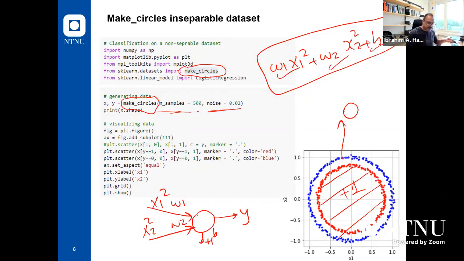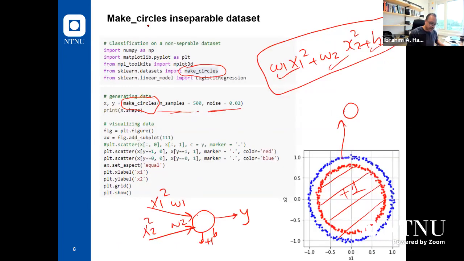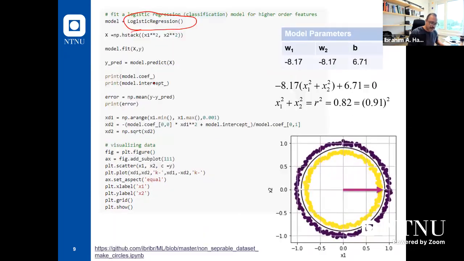We plotted it here. I used a logistic regression model, which is a linear model. So we used logistic regression from the linear model module, and we trained it using x1 squared and x2 squared instead of x1 and x2, right?